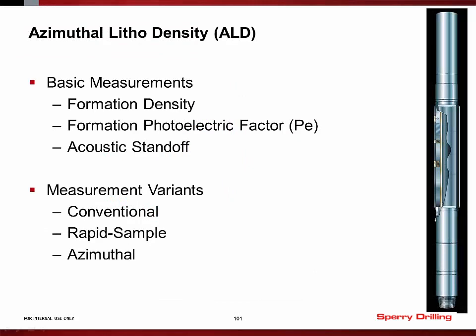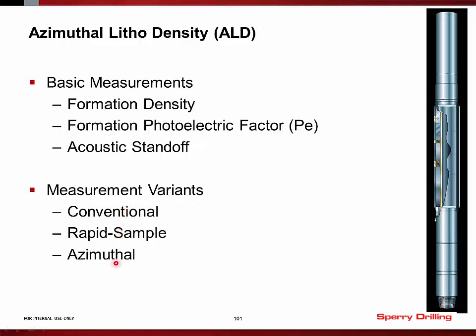The main tool that we use today is the ALD, the azimuthal lithodensity tool. It has multiple functions. Its main function, of course, is to measure density, the formation density. It also produces something called the formation photoelectric factor, or the PE, which I'll explain a little bit later. And some of the tools also have an acoustic standoff sensor. So with that, we're able to provide estimates of the hole size and the hole shape.